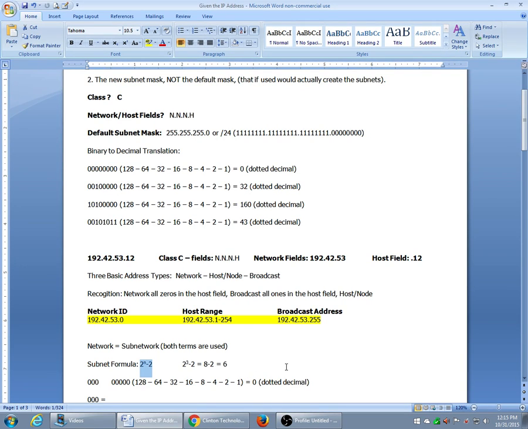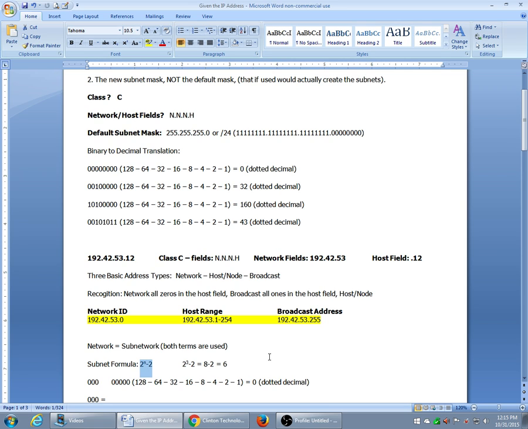A common rookie mistake is to say, oh, 2 times 3, and that's 6, but then minus 2 is 4. It's like, no, not what you want to do. It's 2 to the 3rd power, which means 8, equals 8. And take away 2, and that equals 6.